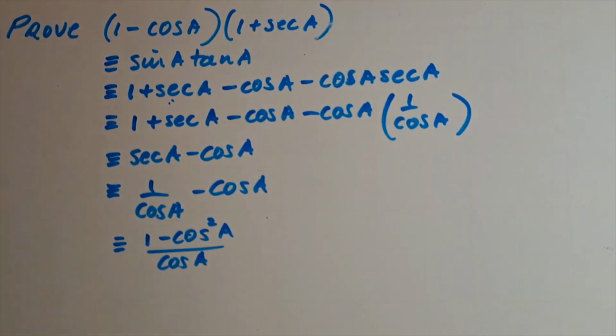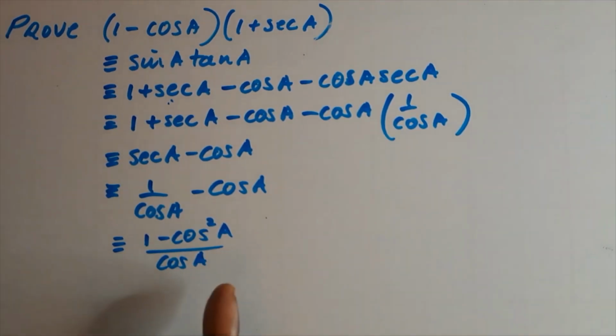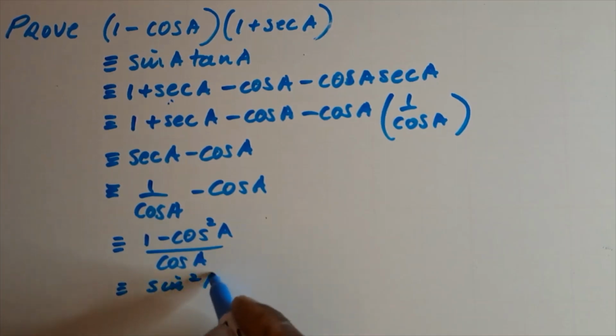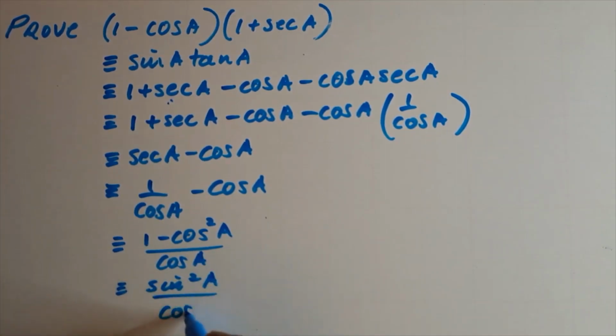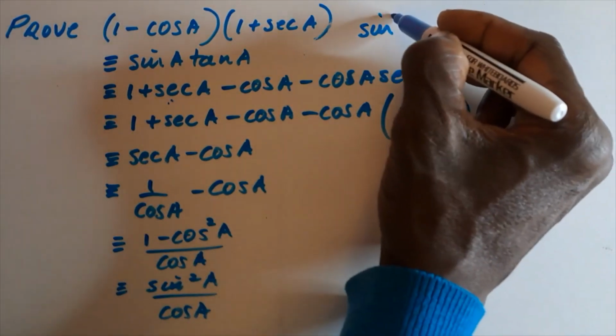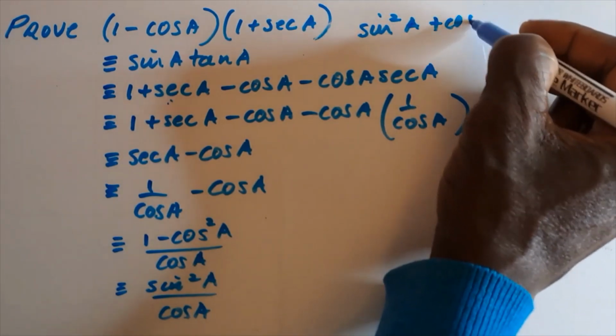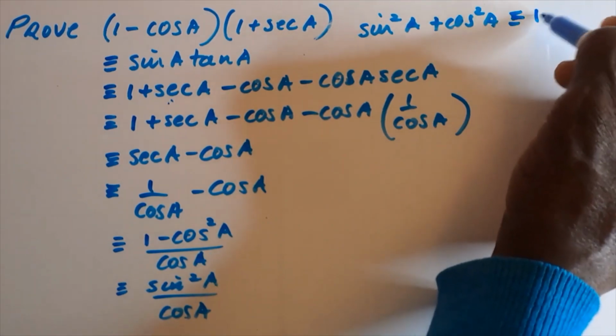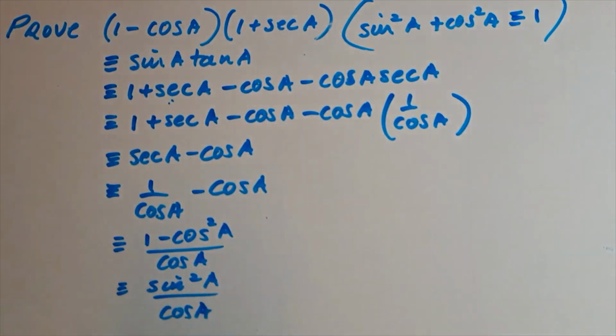Now we know that sine squared A add cosine squared A is equal to 1. That's an identity that we'll use here. So we can write this now as sine squared A over cosine A. Remember we used sine squared A add cosine squared A is equivalent to 1. So that's the identity that we used here.